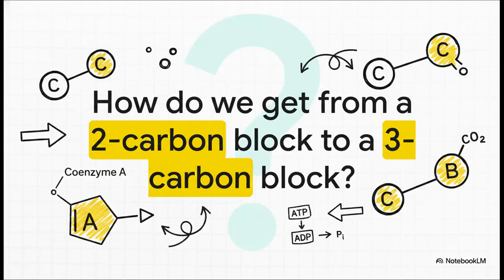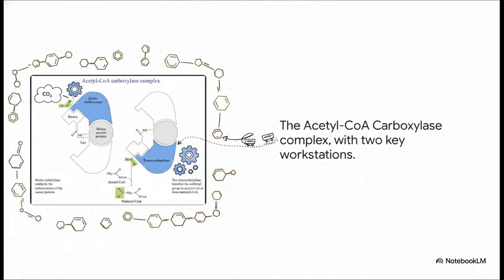So that leads us to the first big question, right? The very first committed step in making a fatty acid is turning that basic two-carbon acetyl-CoA into the supercharged three-carbon malonyl-CoA. So how in the world does the cell pull off that transformation? Well, the answer is this incredible piece of molecular machinery called acetyl-CoA carboxylase.